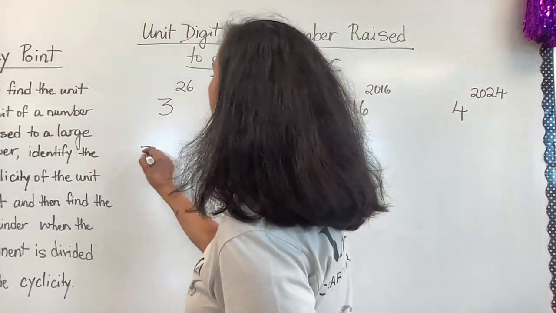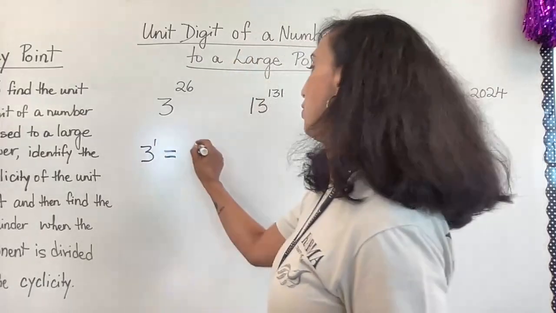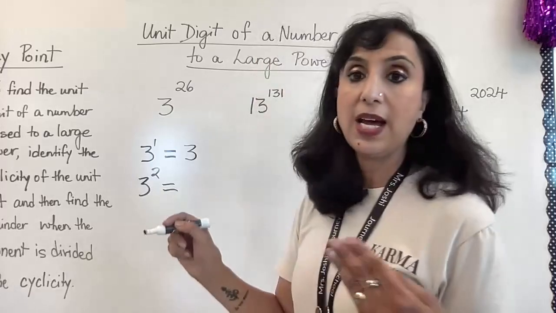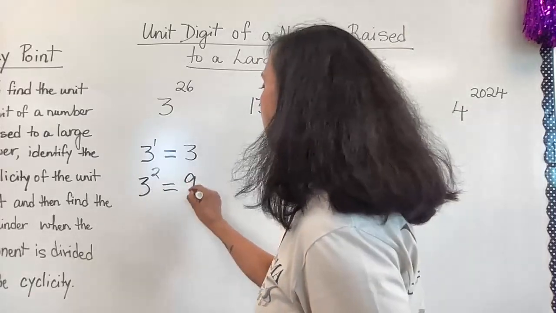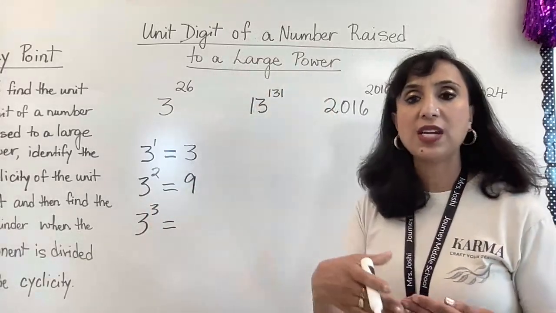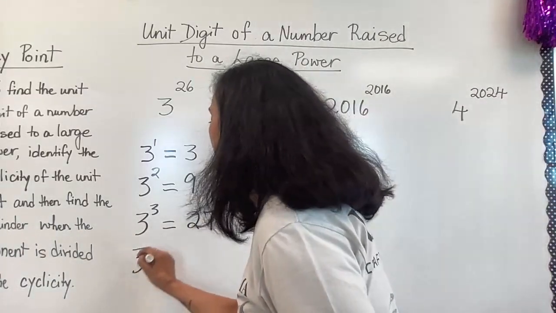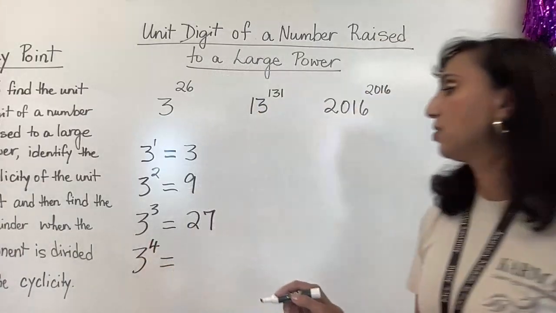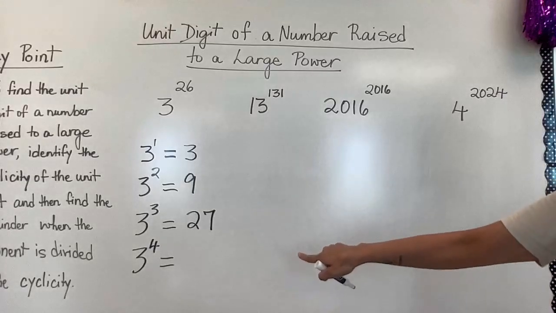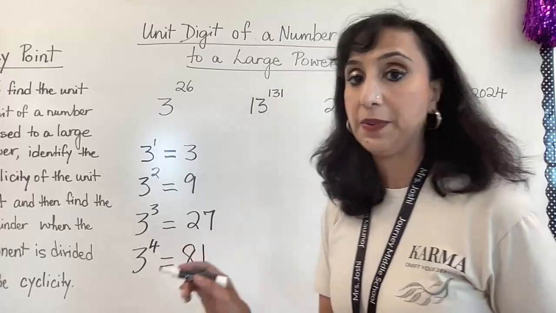I know that 3 to the first power, any number to the first power, is the number itself. So this is 3, okay? 3 squared is 3 times 3, which gives me 9. 3 cubed is 9 times 3, which gives me 27. 3 to the fourth power: the 3 cubed was 27, and then another times 3, I'm going to get 81. I'm just going to give you this example, okay?